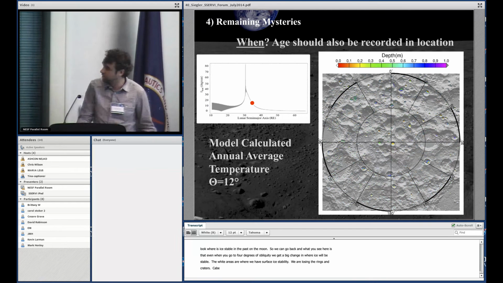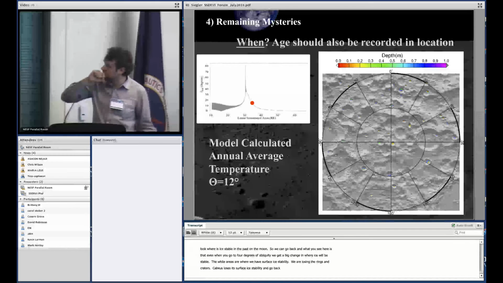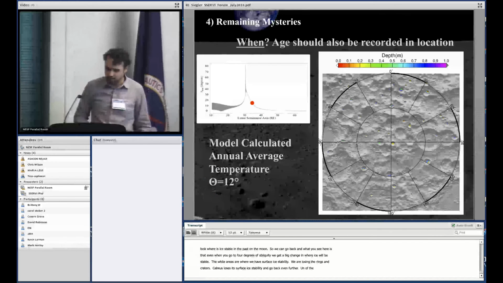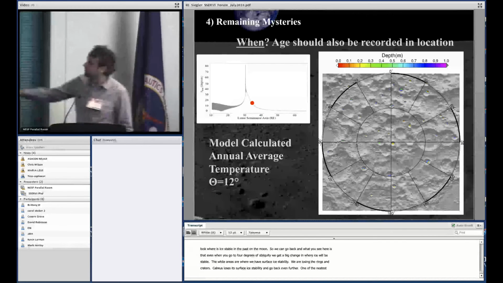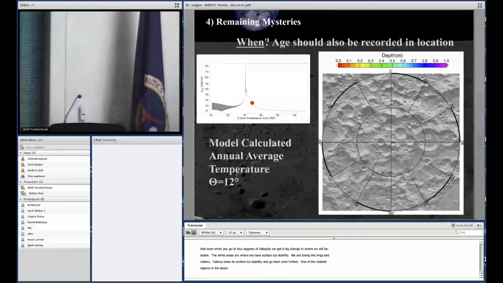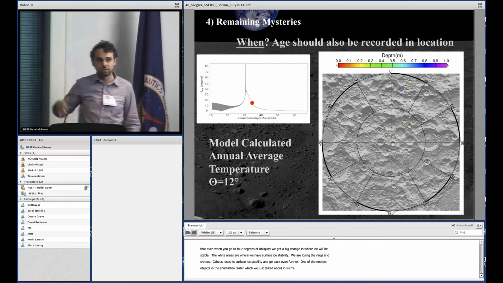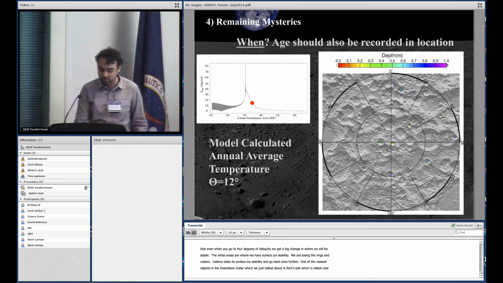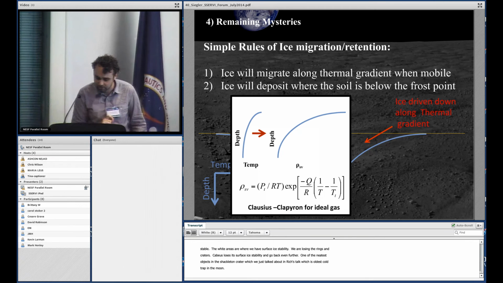Go back even further. And one of the neatest objects in this is that Shackleton crater that we just talked about in Rich's talk is actually the oldest cold trap on the moon. And as far back as we can go in obliquity, it stays cold. So that might be an interesting and significant thing.